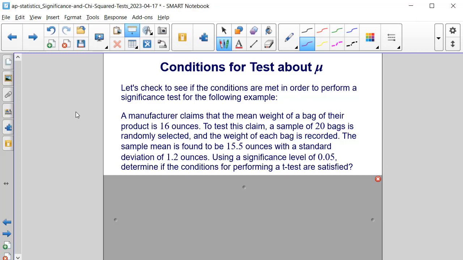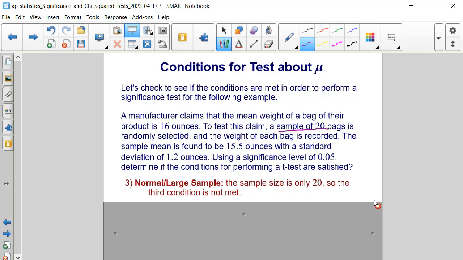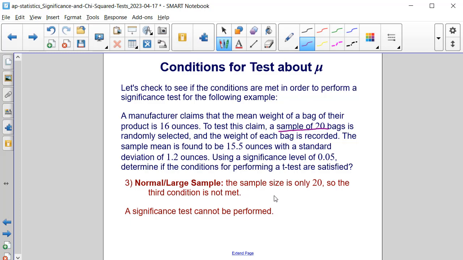Now let's check for the third condition required for the significance test. That third condition is having a normal or large sample. Our sample here is of 20 bags, and in order to fulfill the normal or large sample condition, it had to be greater than or equal to 30. And 20 is not greater than or equal to 30. So a significance test cannot be performed.